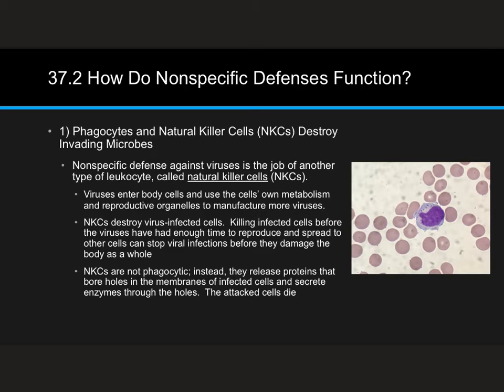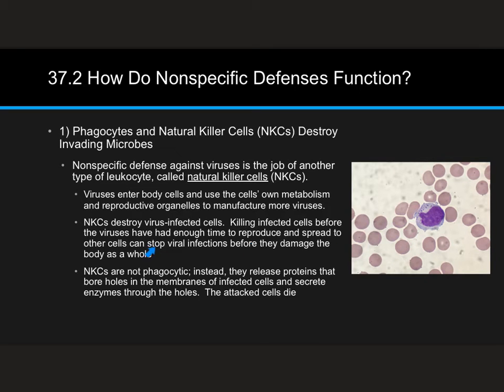It uses the cell's own proteins to make more viruses, and then it kills the cell, releasing a bunch of more viruses. Well, natural killer cells are different than phagocytes. They don't go and eat these cells up. What they do instead is that their job is to kill the virus-infected cells before they start breaking open and releasing a bunch of new viruses.